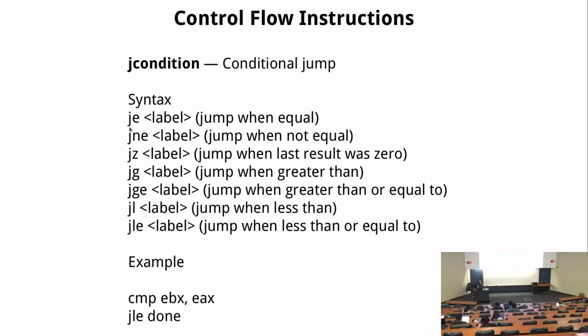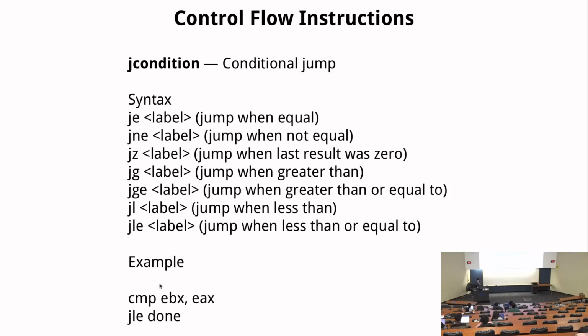So, for example, JE means jump when equal. But this instruction itself doesn't compare whether two values are equal or not. So the previous instruction should compare if two values are equal or not, and the results will be saved in the flag register, the EFLAGS. So this instruction will only check the flag register if maybe the zero bit or equal bit is set, then it will jump to some particular location. There are also JNE, not equal, greater than, equal to, less than, those too.